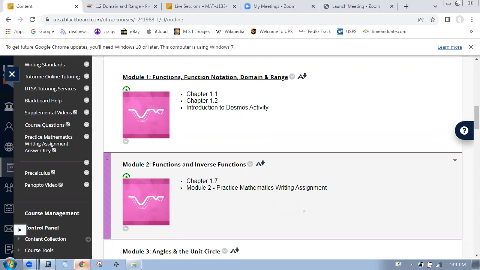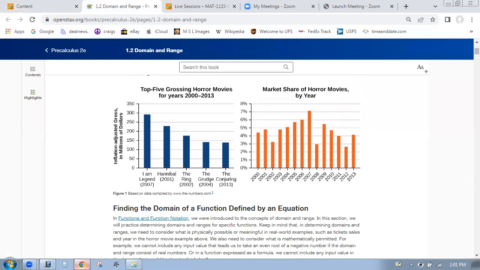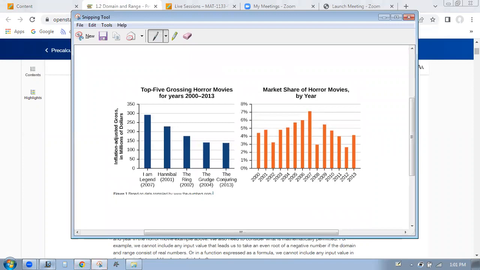So module one, section 1.2 here. This is all easy stuff. This is just domain and range today. So we're going to take domain and range, and we're just going to smash it into the dirt. You're going to cram it in your head until it's just there.